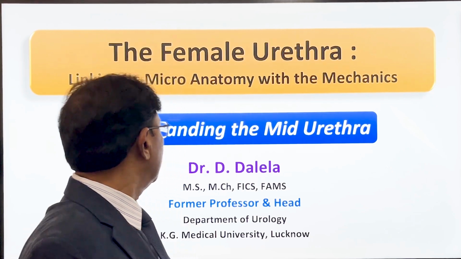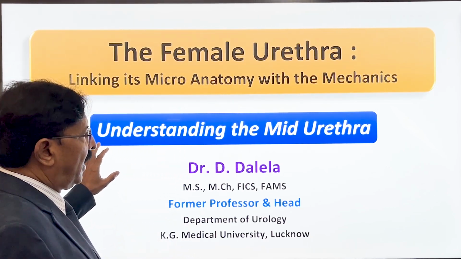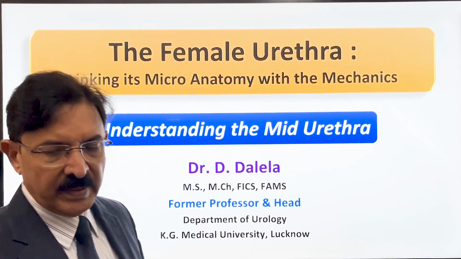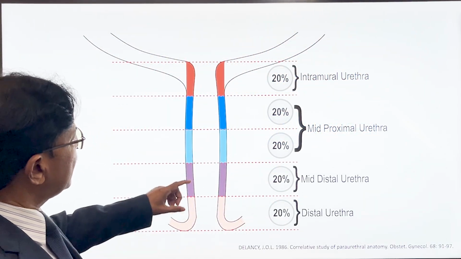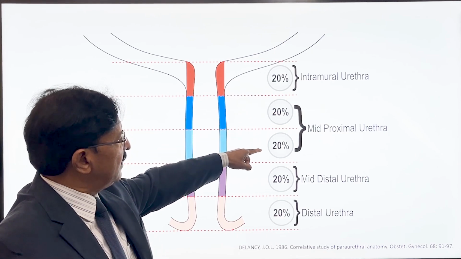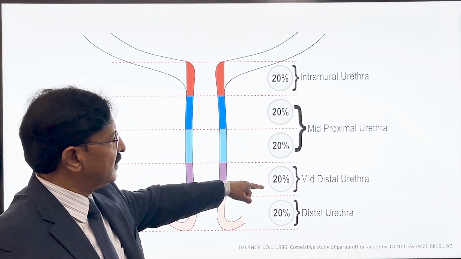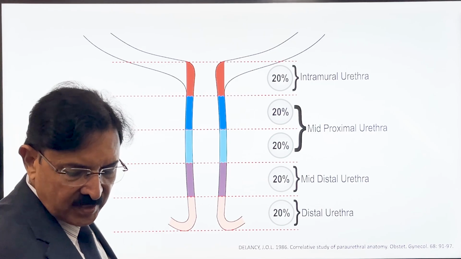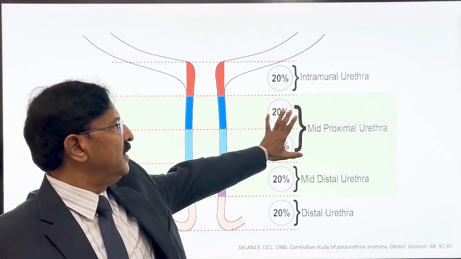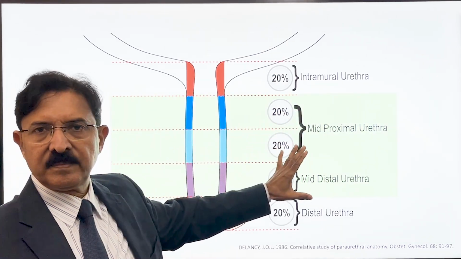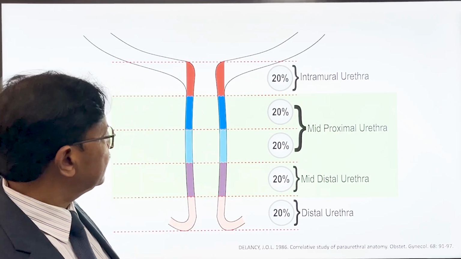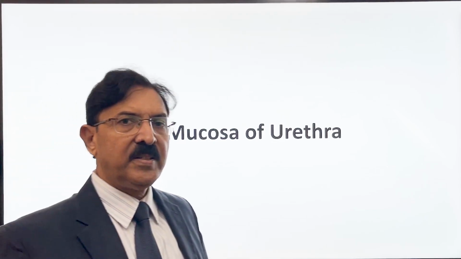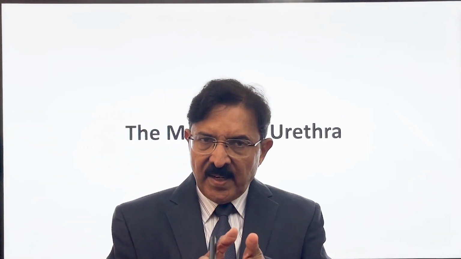Now I'm talking about understanding the mid-urethra of the female. The mid-urethra is this 20%, this 20%, and this 20%. Mid-proximal and mid-distal. And this is the area which I'm going to speak about. Not the one here and not the one here. And we'll study this urethra from inside to outside in different layers.